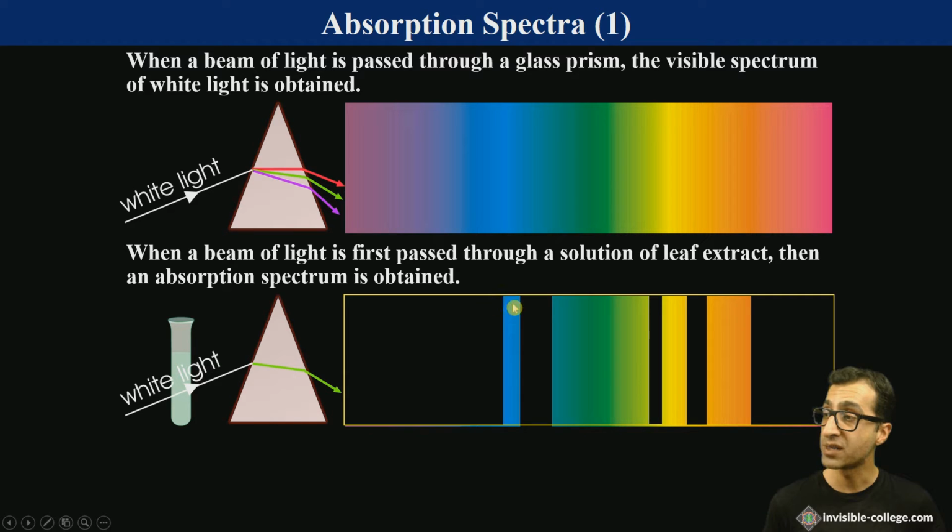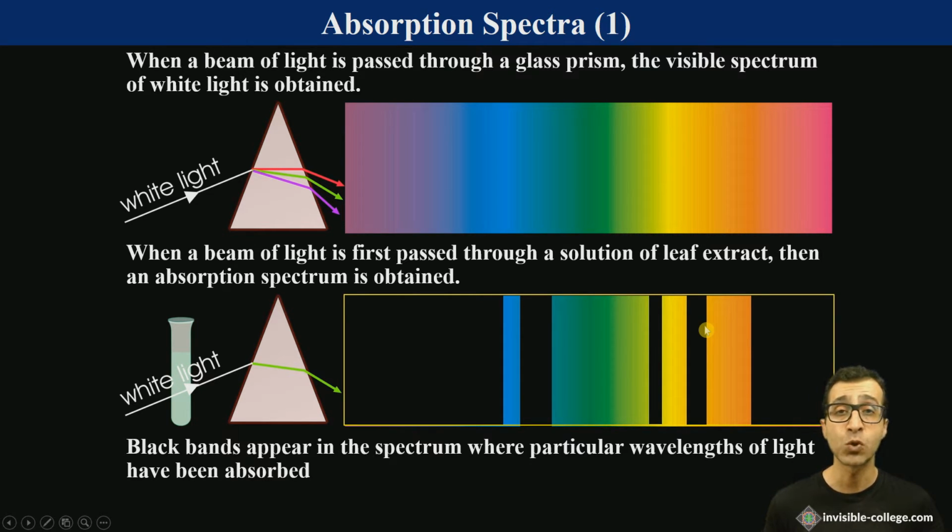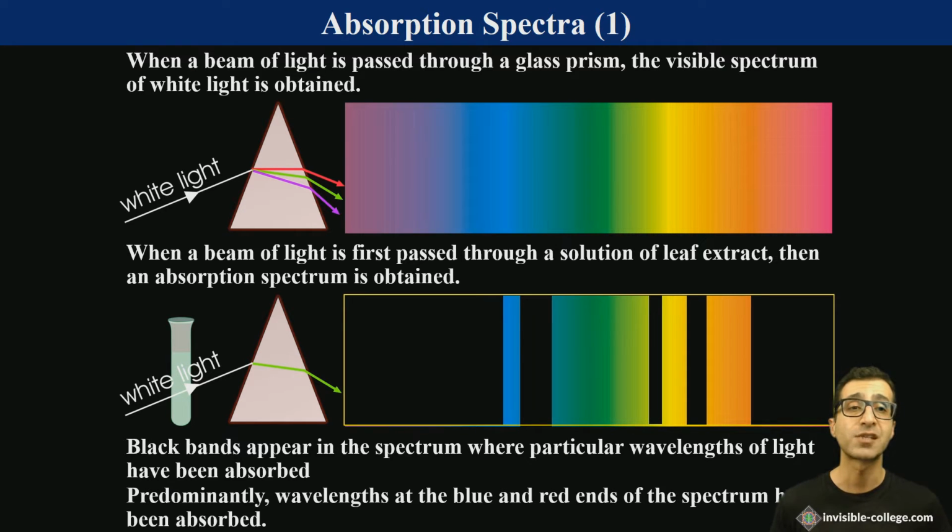In other words, certain wavelengths are transmitted, like this blue wavelength here and this range of wavelengths between the green and the yellow, this band of yellow wavelengths here and this band here. But there are conspicuous absences of other ranges of wavelengths, and this tells us that the materials in that solution have absorbed these ranges of wavelengths. So these black bands appear in the spectrum where particular wavelengths of light have been absorbed by the plant extract. Predominantly, it's the wavelengths at the blue and the red ends of the spectrum which have been absorbed.